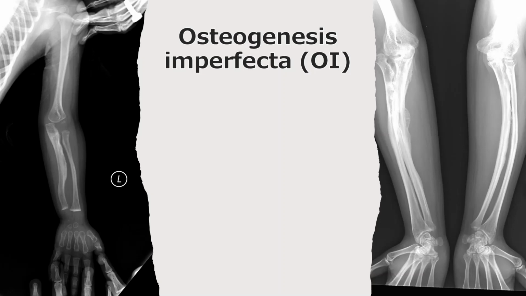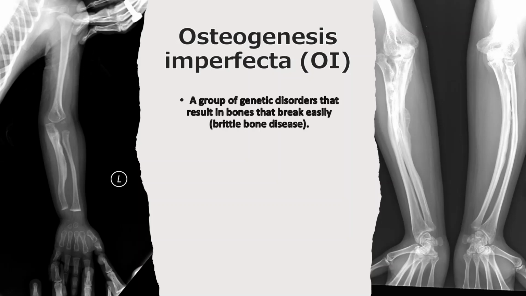Okay, OI, Osteogenesis Imperfecta. Again, a lot of these pictures look the same, but you can tell if you look closely that some of these bones are malformed. Sometimes you hear this colloquially, published in magazines, called brittle bone disease. And it is not just a single problem, but a group of problems, about 20 of them, that result in the bones being brittle or breaking easily.